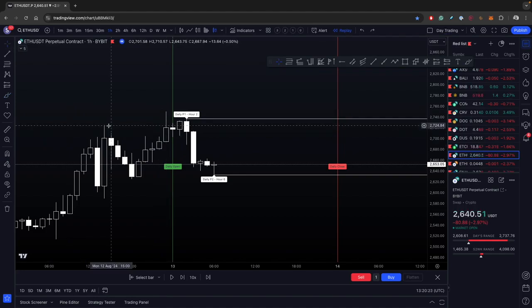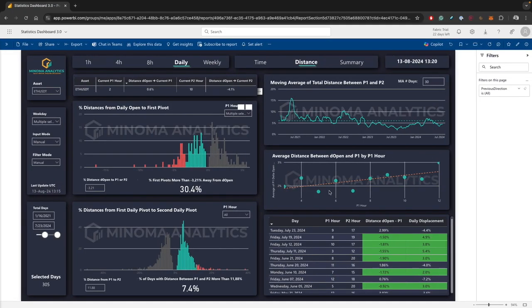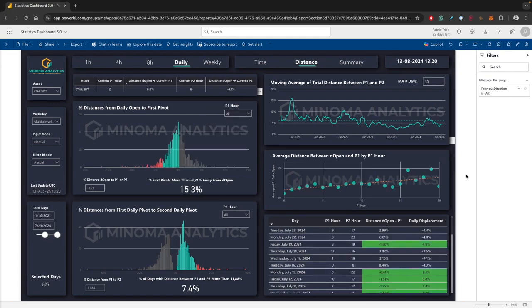So the closer you are to daily open in terms of time, that also means that the P1 will be closer in terms of distance. Let's dive into that a little bit more by looking at this graph right here. So this graph is important. We're going to take this graph with us.